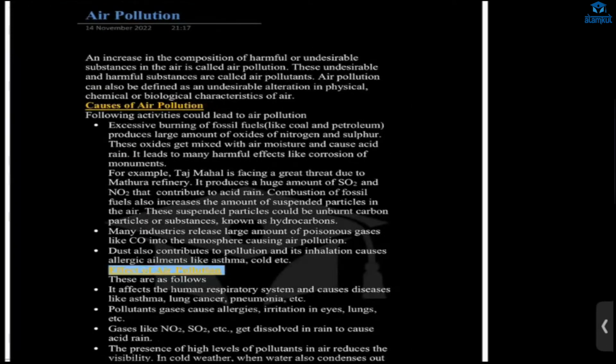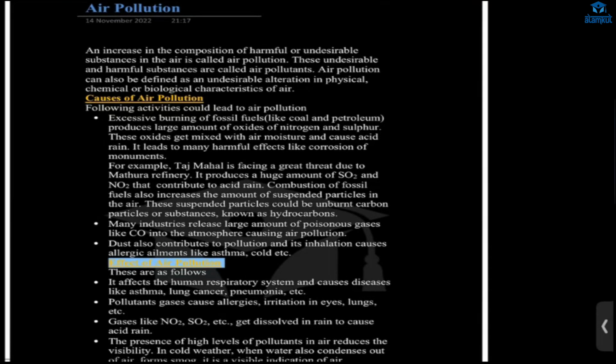The burning of fossil fuel, okay? And because of this, what will happen? It will produce oxides of nitrogen and sulfur. These oxides, right, it will rise up and it will mix with air, and moisture will already be present in the atmosphere. So this both will mix and they will form what? Acid rain, oxides of nitrogen and sulfur. And this will be harmful to living organism and also to the monuments.